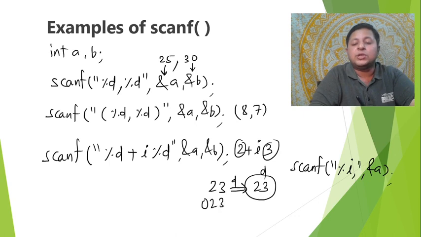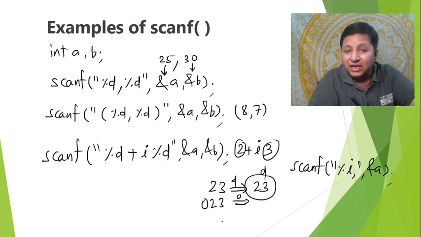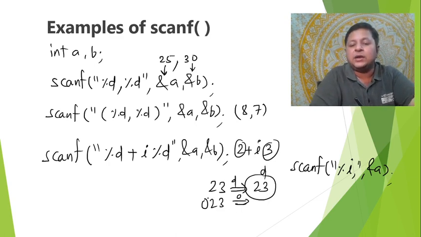Suppose I write 023, then it will be considered as octal. What is octal 023? You should be, first of all, clear about that. I put 8 and 1 here: 8 times 2 is 16, plus 3 is 19. So what will be read inside is 19 decimal.